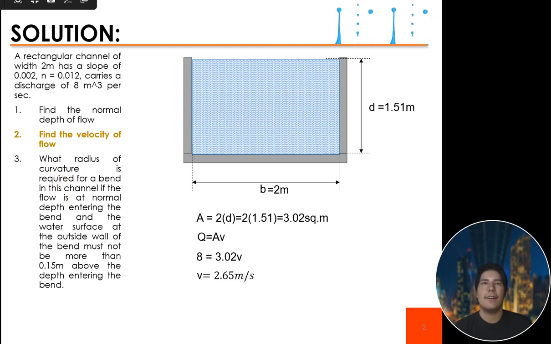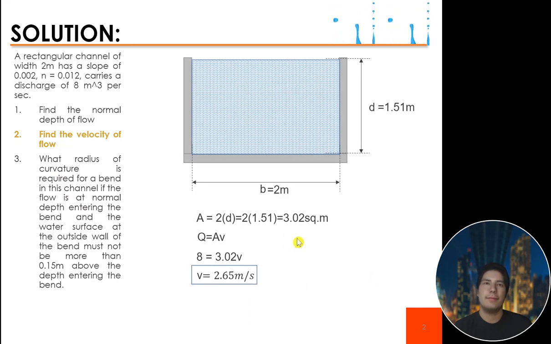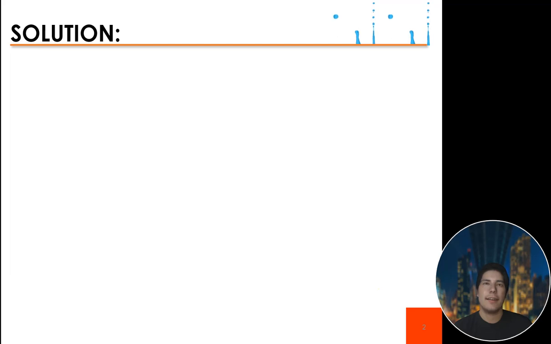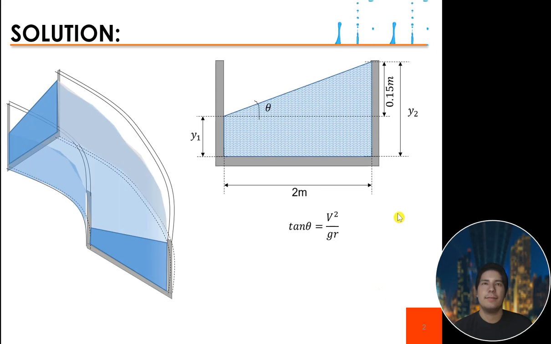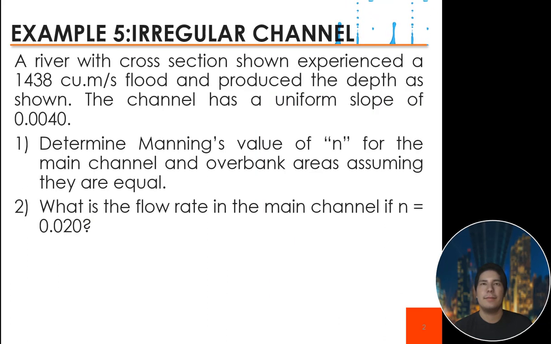Okay, so next problem is ano daw yung radius of curvature, no? So like you have this bend, and so using this formula, like we just need to substitute all the values. This is given. So like masosolve natin yung radius of curvature, and that is 9.54 meters. Okay, so that's it, no?